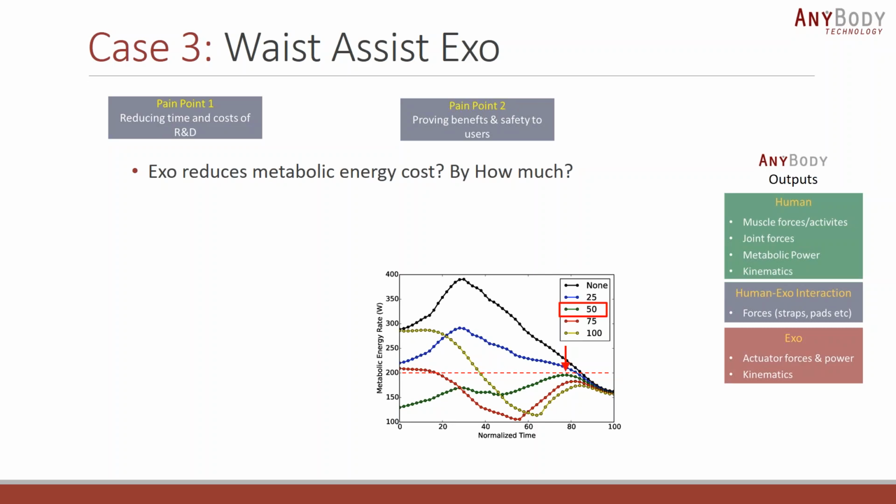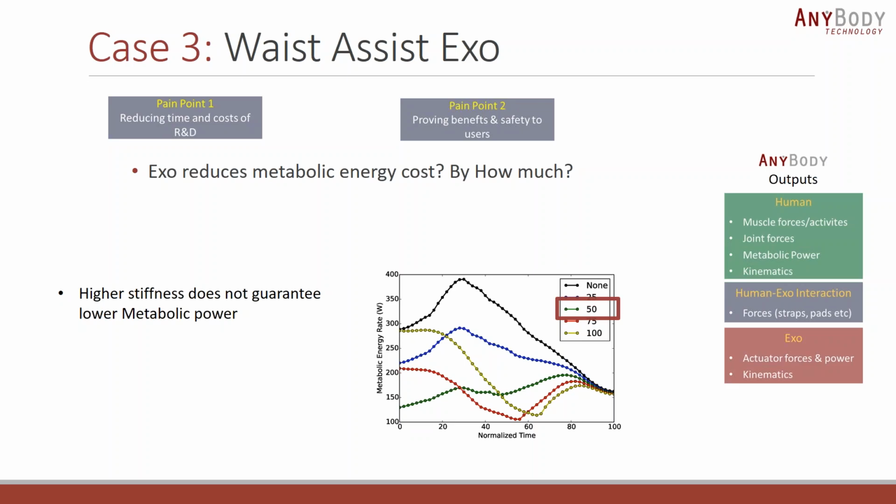Now, it might be very tempting to say that 50 is the solution that we are looking for, right? And this is probably what an optimization might have given us, maybe not exactly 50, something in that vicinity. But one very interesting thing that the simulation told us is that higher stiffness does not necessarily guarantee lower metabolic power.